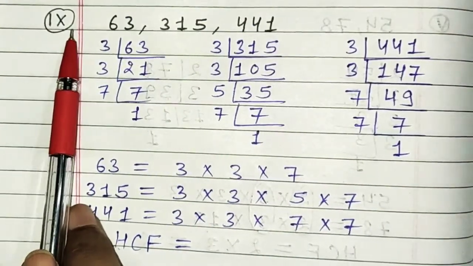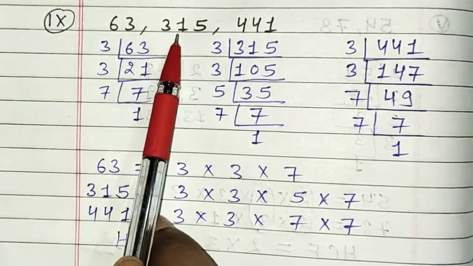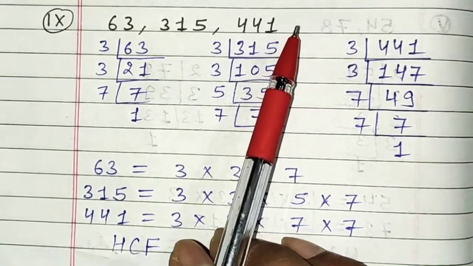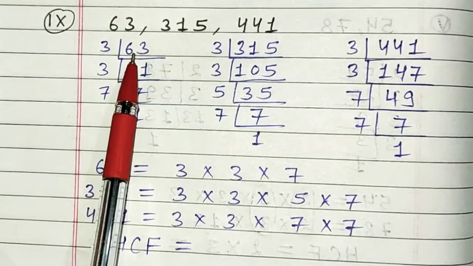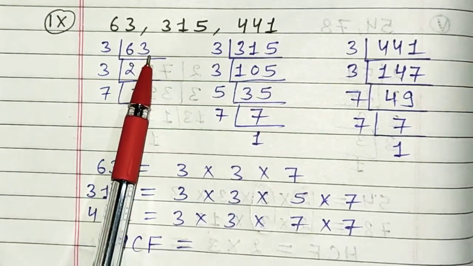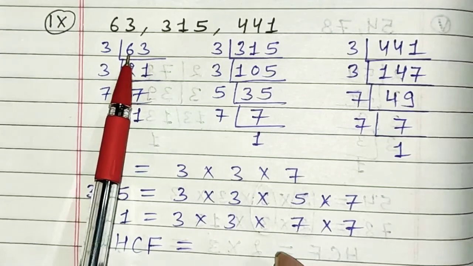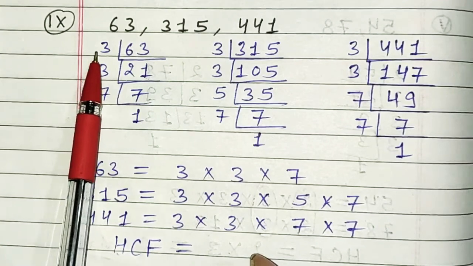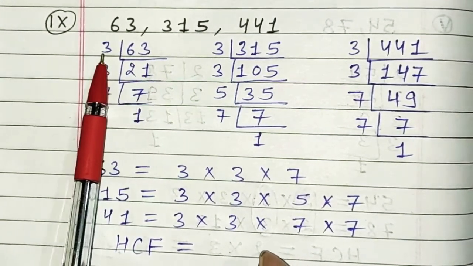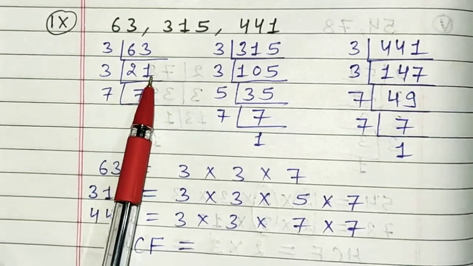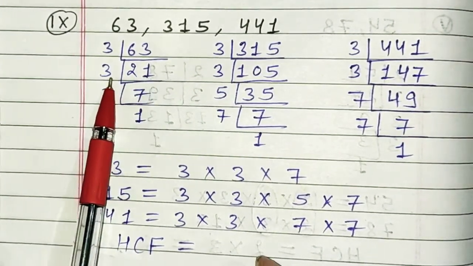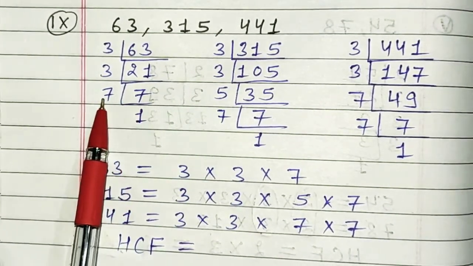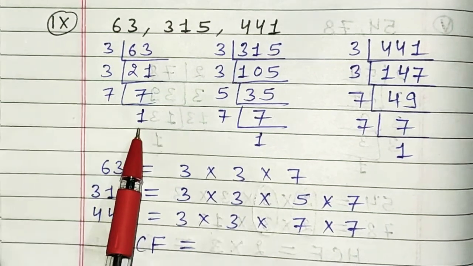Now the last part, number 9: 63 is here, 315 is here, and 441. You will have to use the prime factorization method. Okay, 63, you cannot divide 63 by 2, so just move to 3. When you add 6 and 3, you will get 9, and 9 can be divided by 3. When you divide this 63 by 3, you will get 21 in the quotient. Now 21 can also be divided by 3. Divide this 21 by 3, you will get 7 in the quotient, and 7 is a prime number, so it can only be divided by 7. Okay, so you will get 1 here.